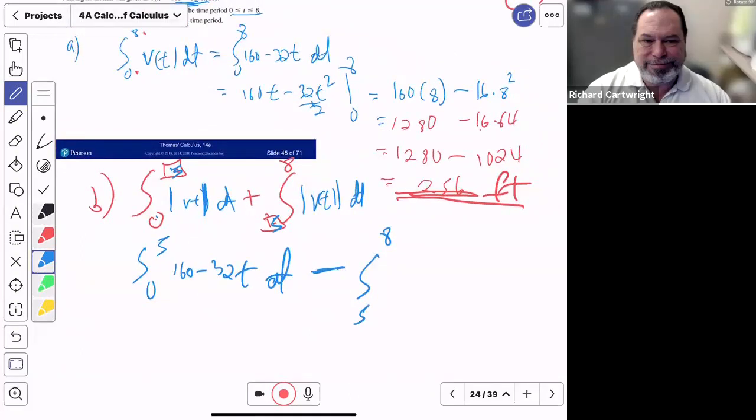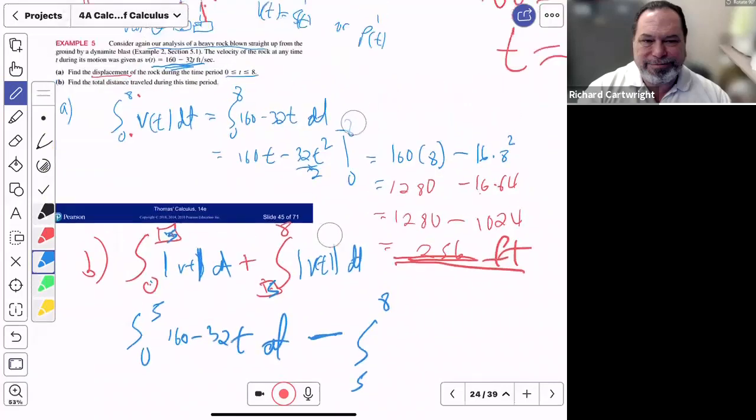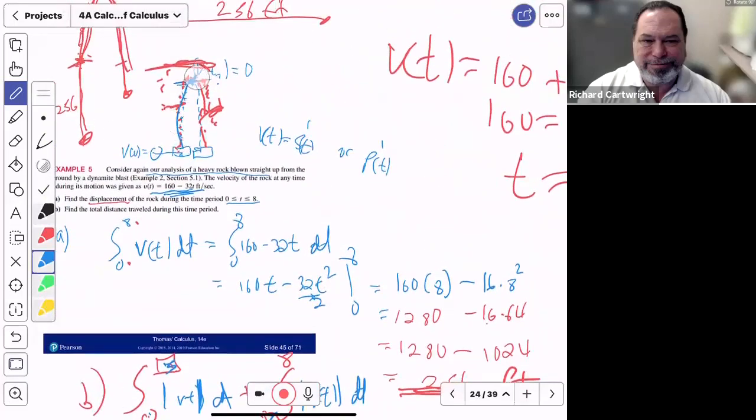Why am I doing a minus? Oh, because we're going down. So it was a negative. We know it's going to be a negative distance going down because it went up. In 5 seconds, it goes down all the way to 8. So it's going to be in here somewhere.